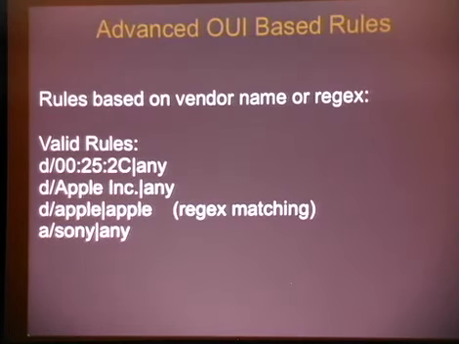So rules are based on the vendor name and the regex, and I kind of alluded to this earlier. This is more getting into the advanced type of rules that you can write. So we've got a valid rule set of an OUI to an any, an Apple Inc. to an any, which is actually a valid name in the OUI file, or my personal favorite, deny any Apple to any Apple. Have fun with your access points now. Or allow anyone to talk to a Sony.